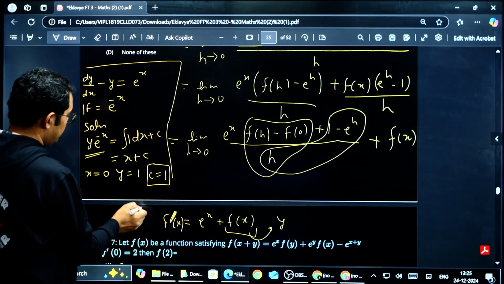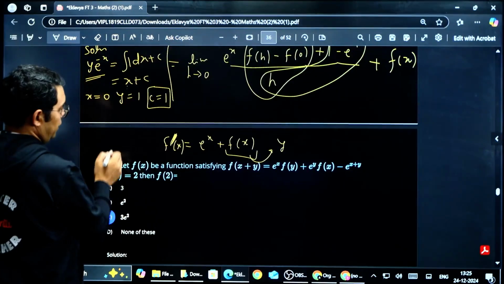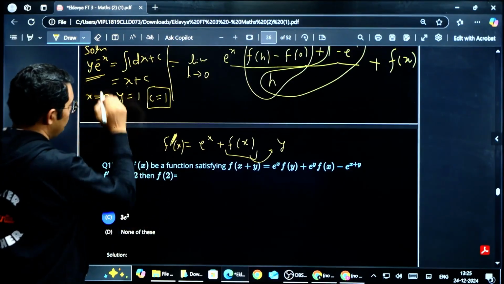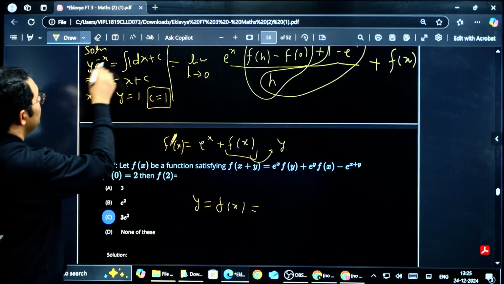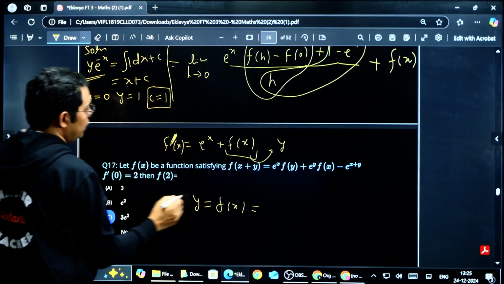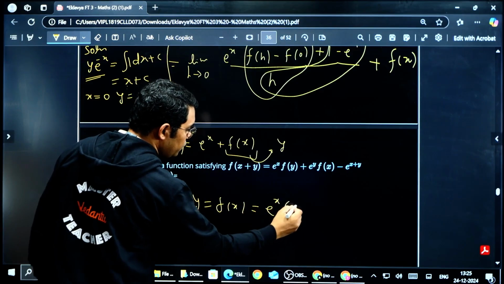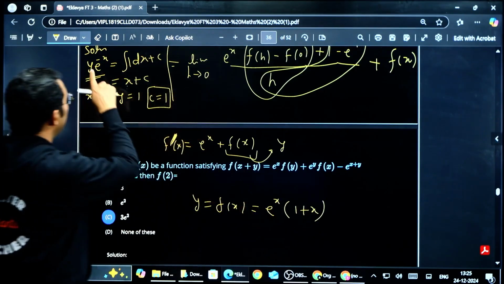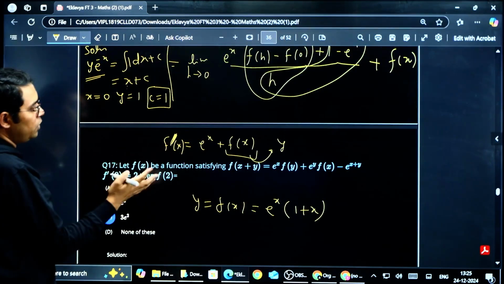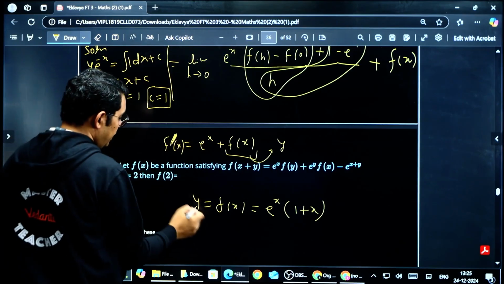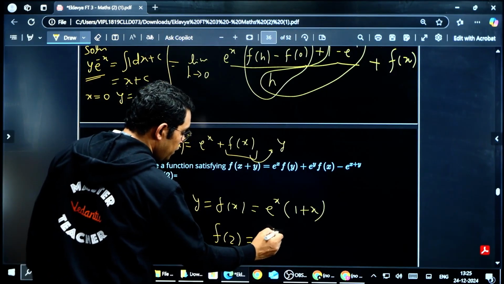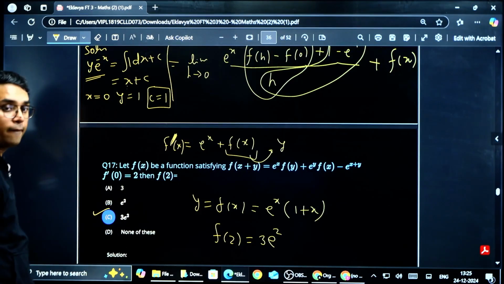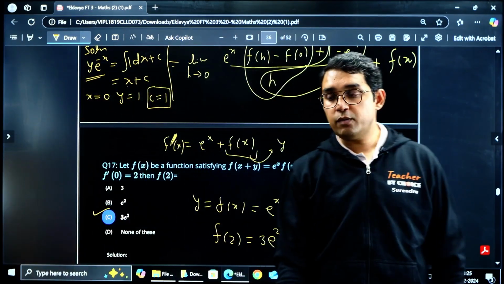I will write this thing now here. So my y or f x is equal to, with c as 1, e power x into 1 plus x. e power minus x will go that side, so e power x into 1 plus x. Now they are asking f of 2. So f of 2 will be equal to 3 into e square. So C is the answer. Okay, I think it was a bit lengthy question.